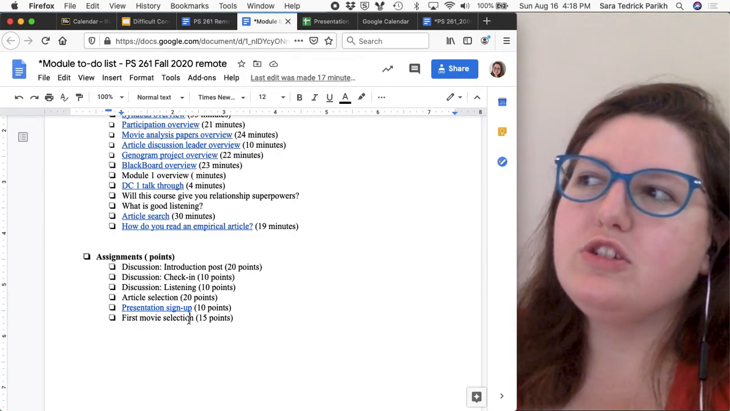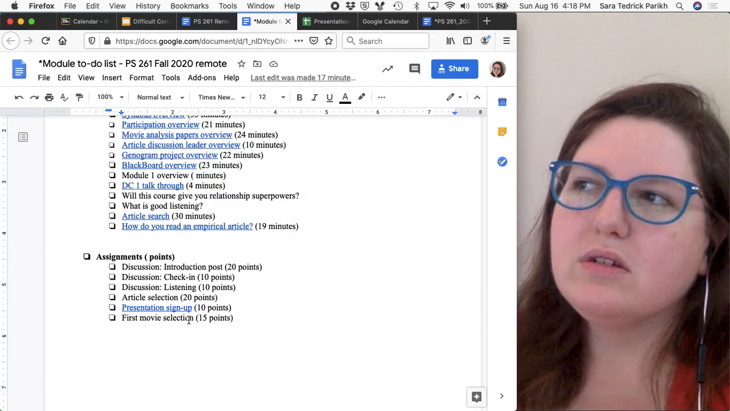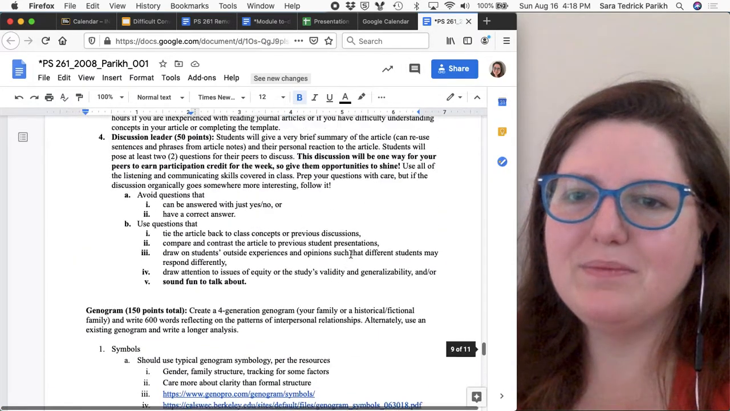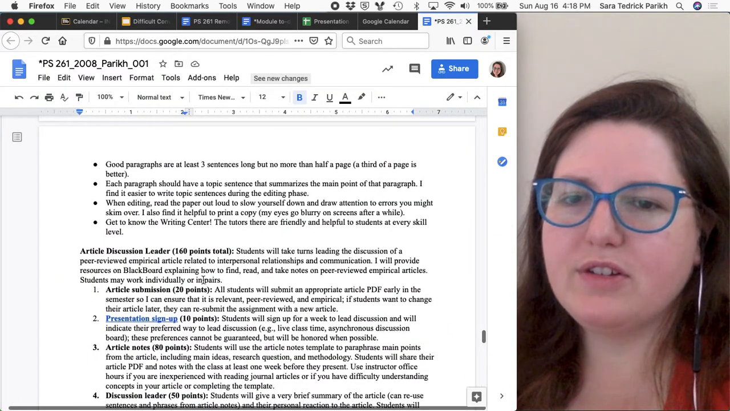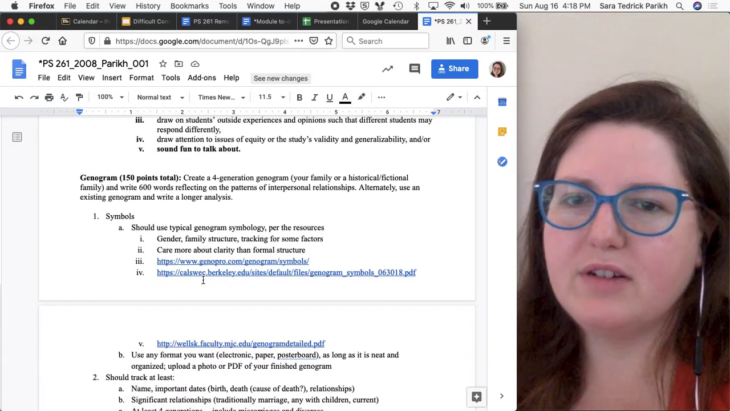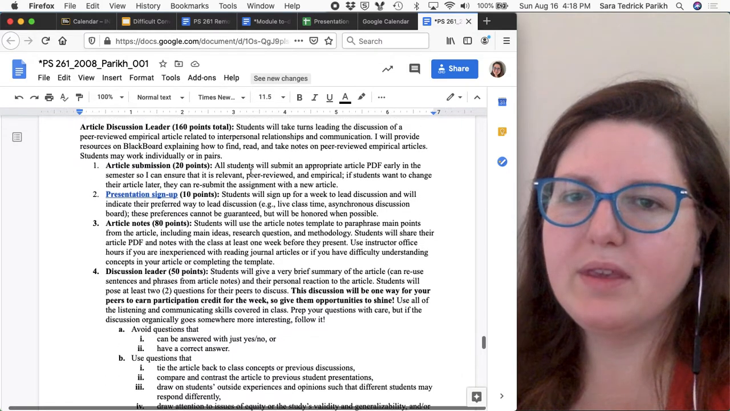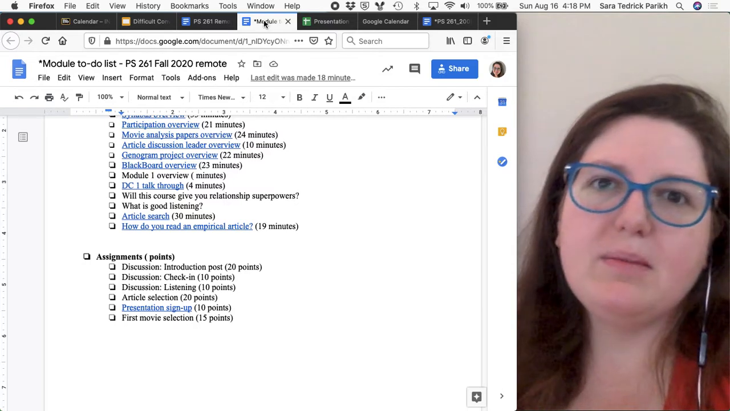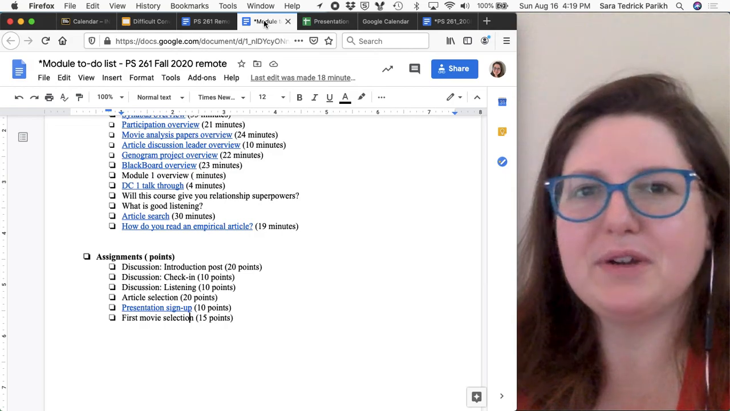The articles you can do, I think I said up to pairs you can do it on. No, I don't remember. Let me look at the syllabus because that's an important clarification. Yeah, so the article discussion leader, I said individually or in pairs. I don't think I said anything on the genogram. So if you do want to work in a pair, you would just send me an email saying this person and I want to work together. Make sure that you include that other person on the email so that I know that they're cool with it.